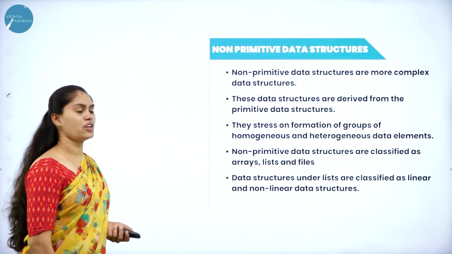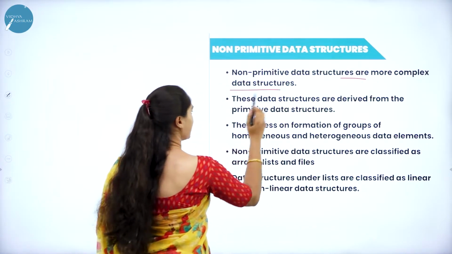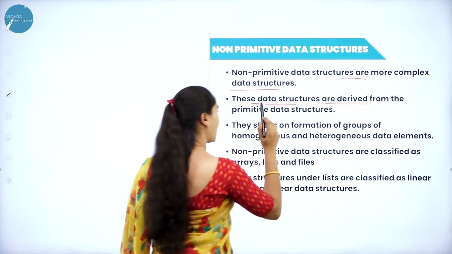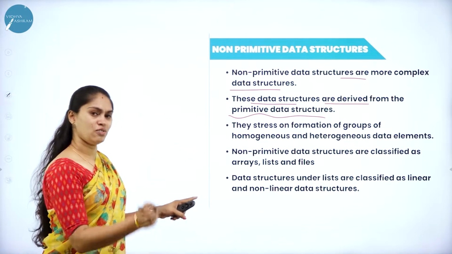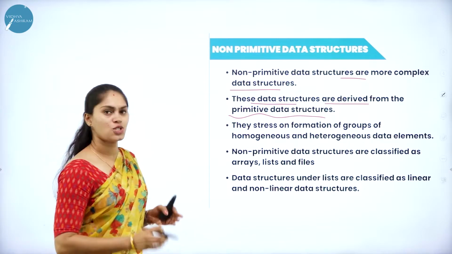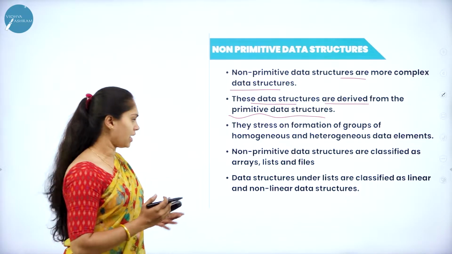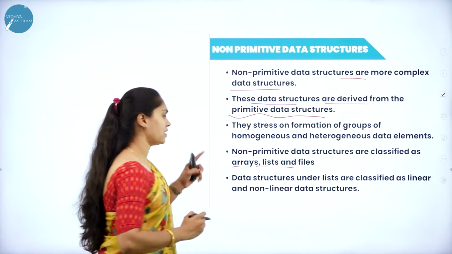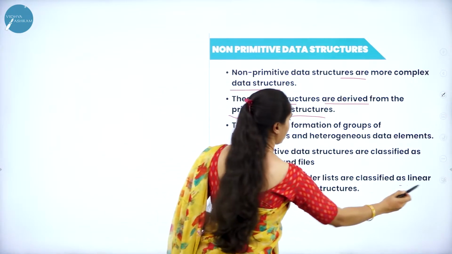Next, we have a non-primitive data structure, or complex data structure. These data structures are derived from the primitive data structure. So, in the non-primitive, we have linear and non-linear. When it comes to the non-primitive data structure, there we have arrays, files as well as the list. So, in the list, we have linear as well as non-linear data structure.